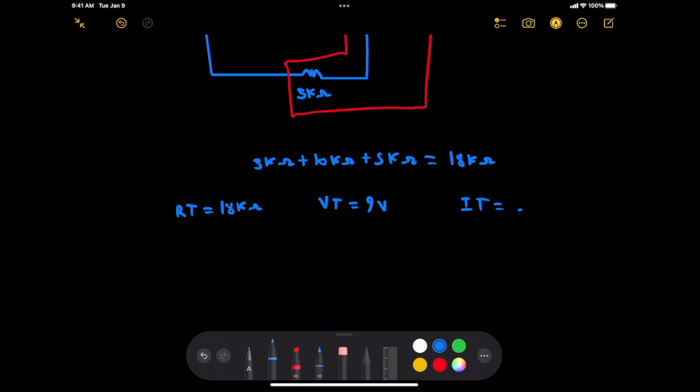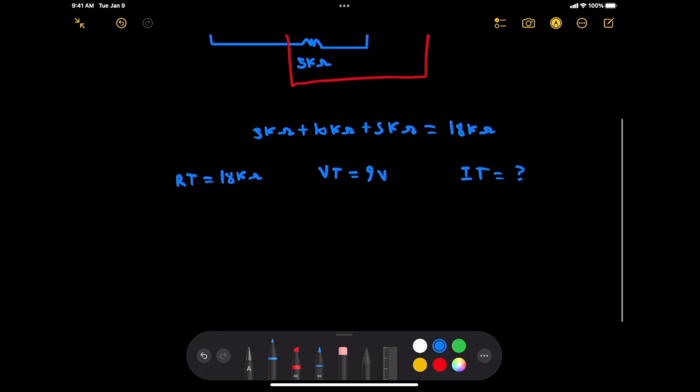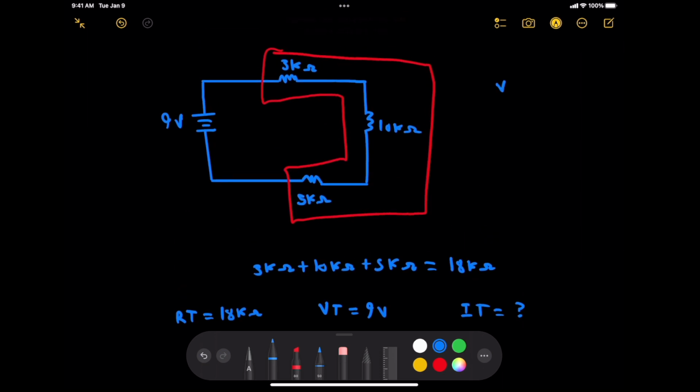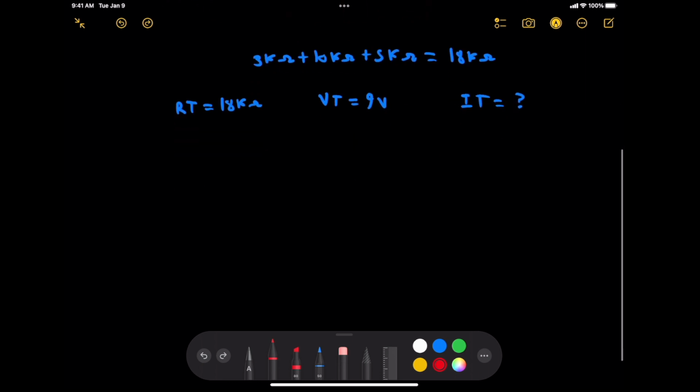So how do we find IT? We can do that by using this little trick here, V over I times R, in which you cover up whatever you're trying to find, and it will show you the operation to use. So let's say, for instance, we're looking for the current. We're trying to find I, so we're going to cover that up. And the way you find that is by dividing the voltage by the resistance. So let's do that here. You know the voltage is going to be 9 volts. And we know that the resistance is going to be 18K ohms.